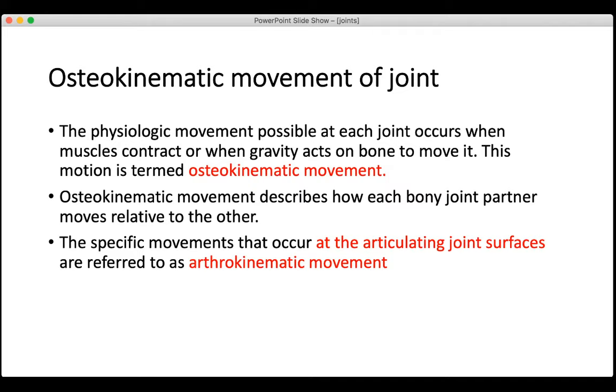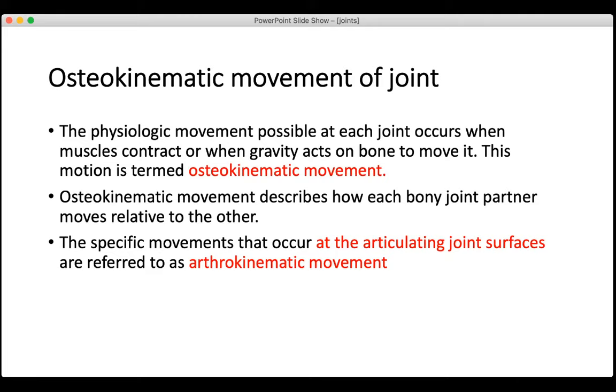So osteokinematic movement describes how each bony joint partner moves relative to each other. Now I can see your arm is moving relative to your body. When you are kicking, I can see your leg is moving relative to your body. So the major bone movement which I can see with my bare eye when you make a movement is known as osteokinematic movement of joint. Because that movement was made possible by the joint, but what I see with the bare eye is the movement. That leg is moving, you are kicking the ball, you are throwing a ball, I can see your arm moving. But the movement is actually possible because of your muscles and your joints. So this is known as osteokinematic movement of joint. Now another term is arthrokinematic movement.